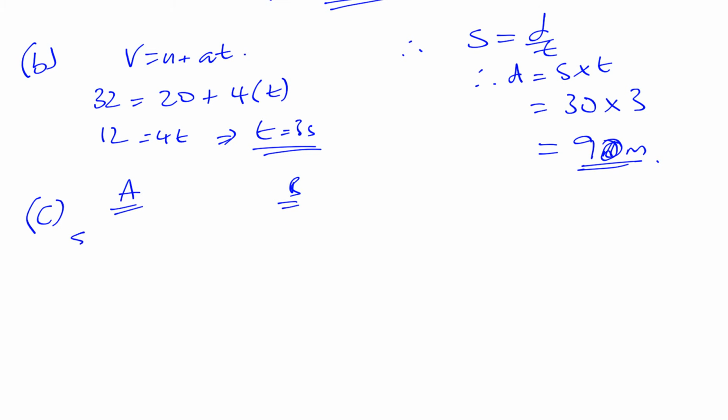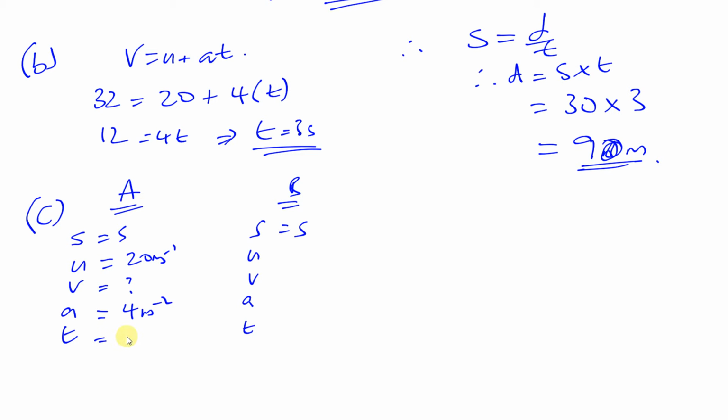Okay, so let's look at SUVAT here and decide what to do. We want the distance to be the same for both, so that's why I'm going to link them together with this time. The initial speed of A was 20 meters per second. We don't know what the speed is going to be at the time that they overtake. The acceleration is 4 meters per second squared, and we don't know the time. That's what we have to find.